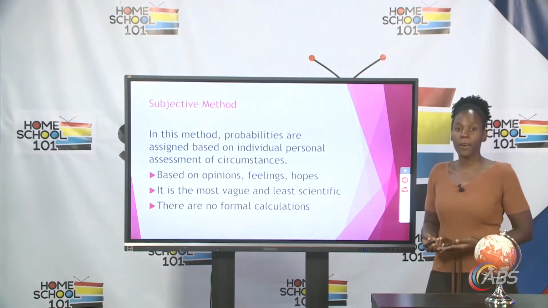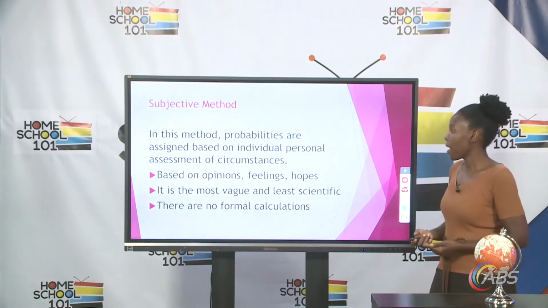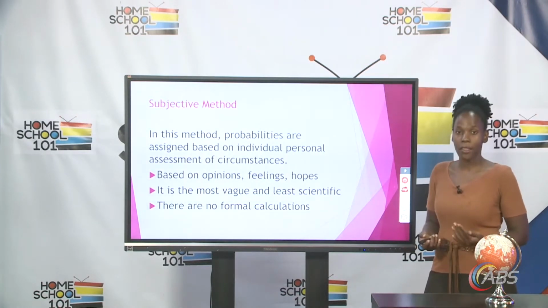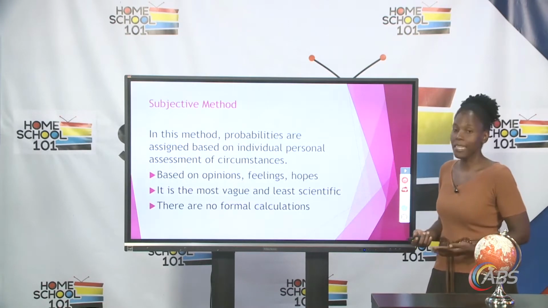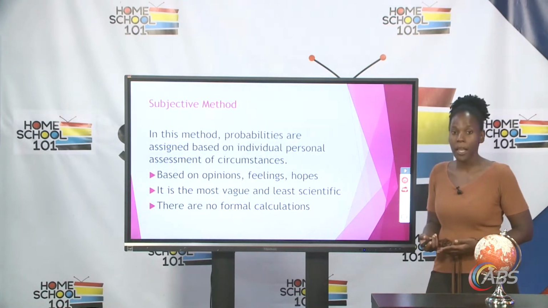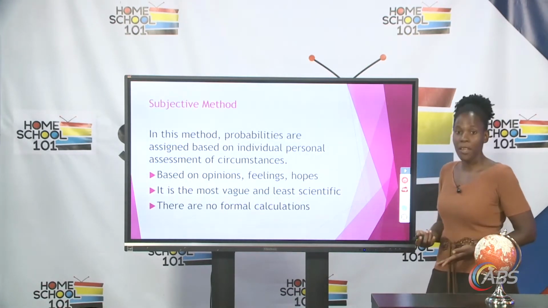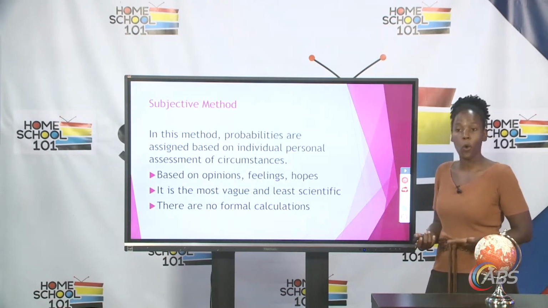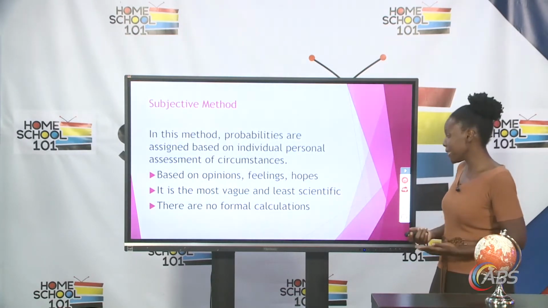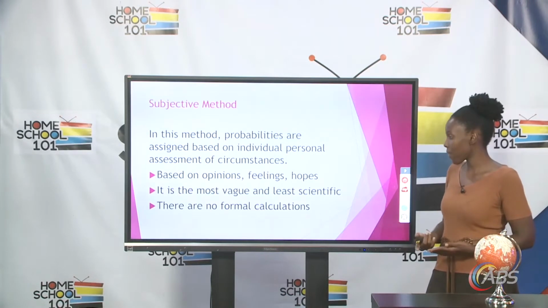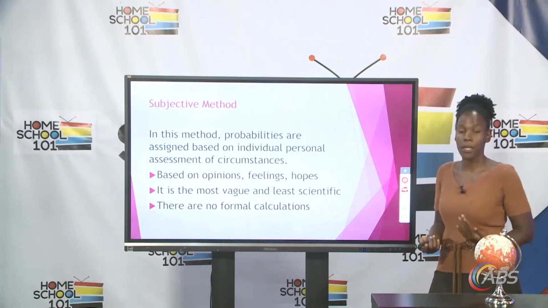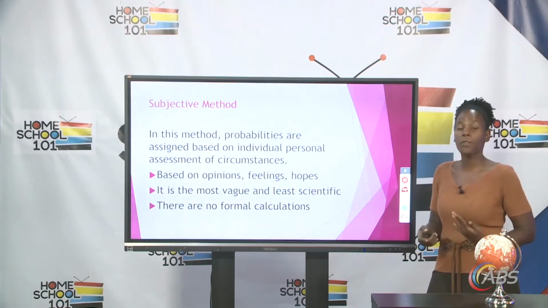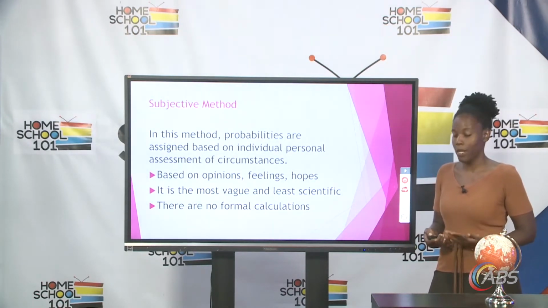The final method is the subjective method. In this method, the probability is assigned based on personal assessment of the circumstances. It is based on one's opinions, one's feelings, one's hope. It is the least scientific of the methods, and there are no formal calculations involved in using the subjective method of evaluating probabilities.